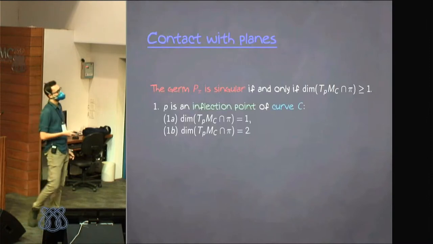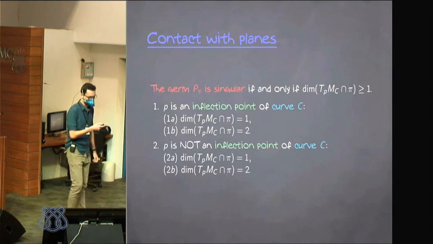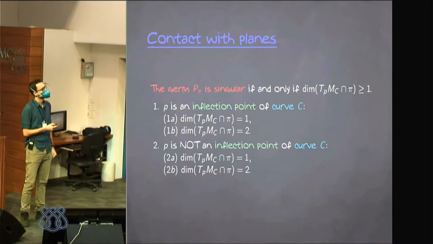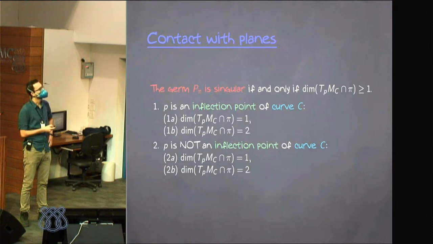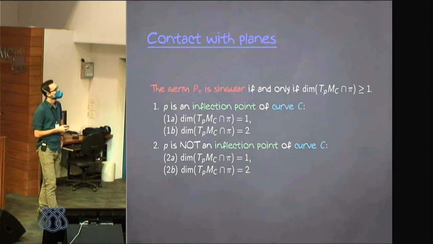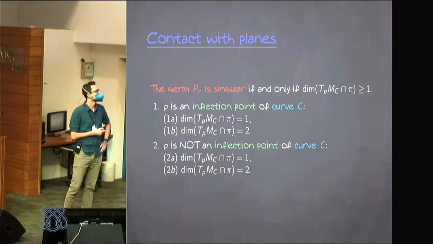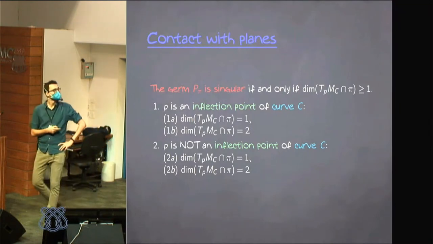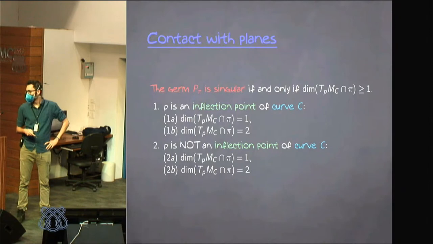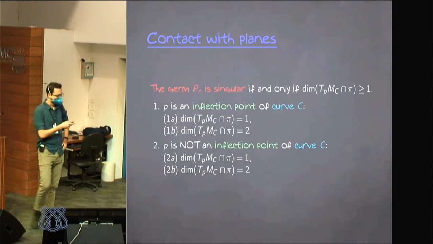Because of that we have two cases. If we are at an inflection point of the curve, we need to analyze dimension 1 and 2, both cases. And of course, if B is not an inflection point of the curve, we need to analyze this together. Let's go.